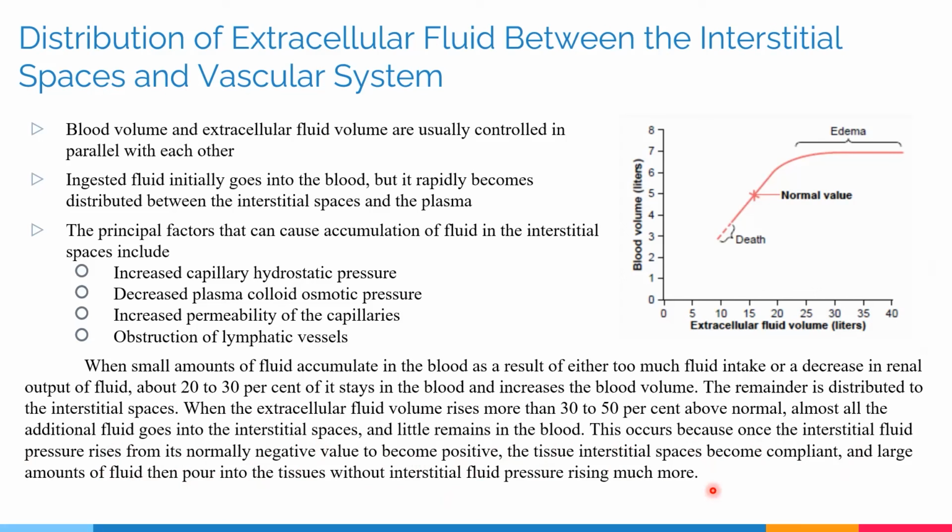As we have seen in previous videos, the interstitial fluid pressure is normally negative, but as more and more fluid gets accumulated, it can rise to positive, which will in turn allow a vicious cycle, which will allow more and more accumulation of fluid in that interstitial space, promoting edema. So if we plot the blood volume versus extracellular fluid volume, a huge increase in extracellular fluid volume, where blood volume itself remains constant, gives rise to edema as more and more fluid gets accumulated in the interstitial spaces.